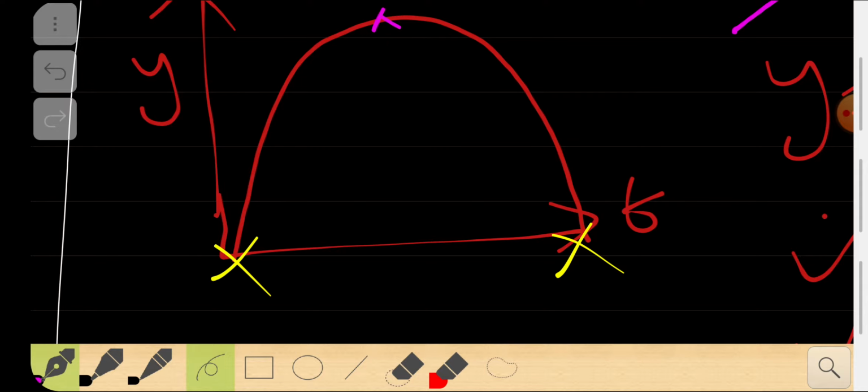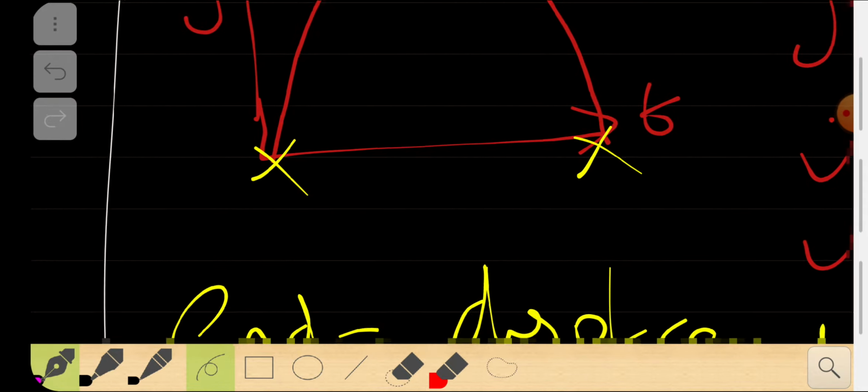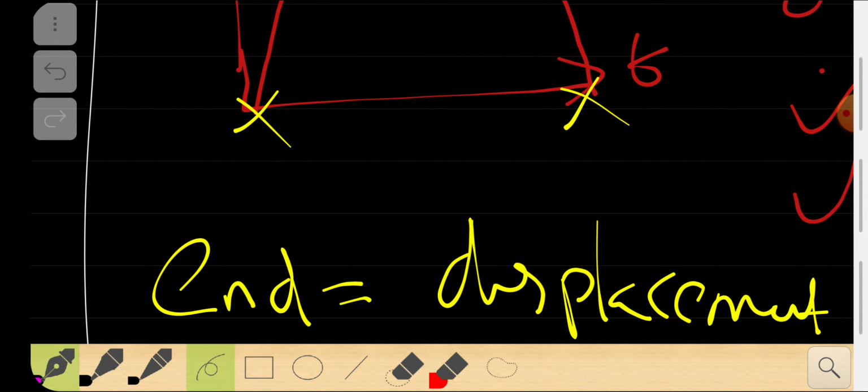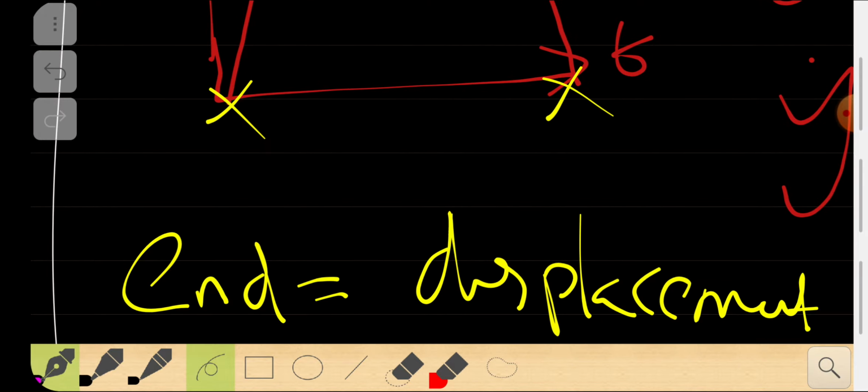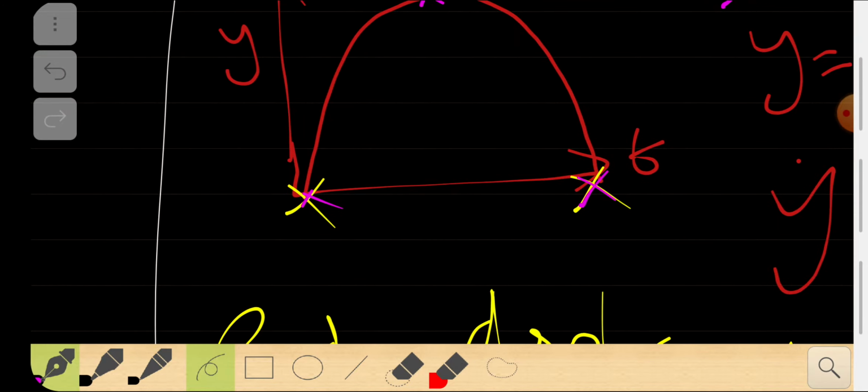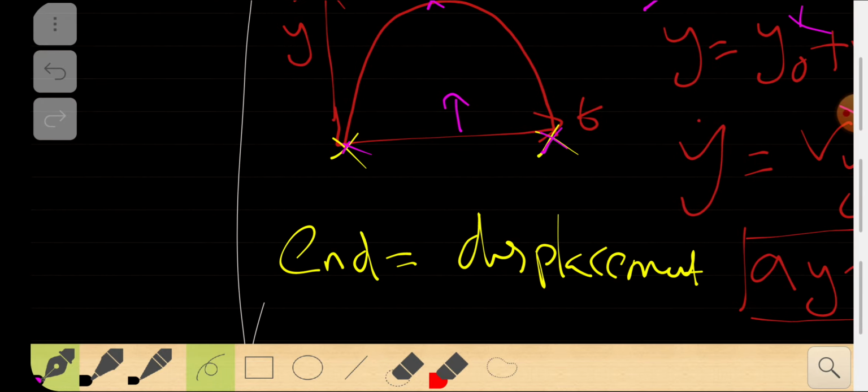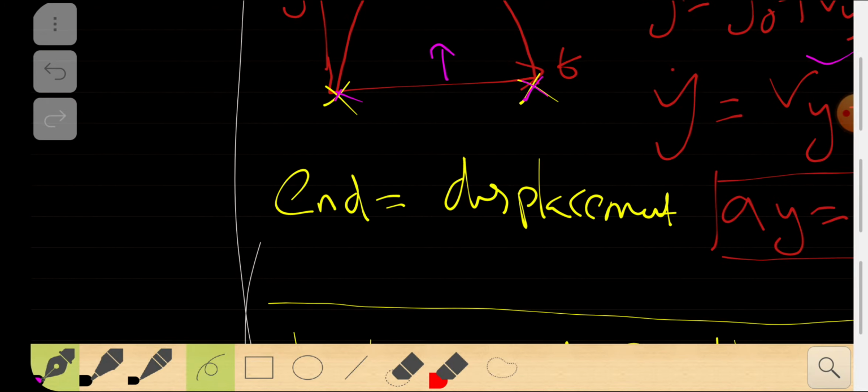So in the y-axis, if you want to remember what I said last time, the displacement is just the endpoints. If you look at these two endpoints, the difference in height between them is just 0. So that means the displacement is 0, and the area under the curve will give you the total distance.